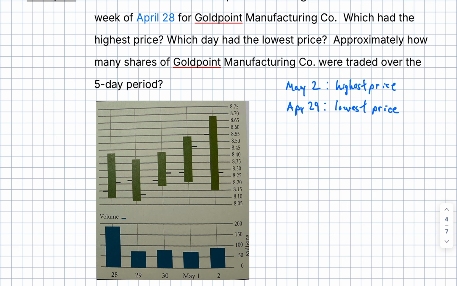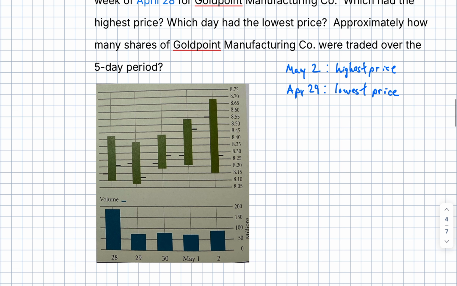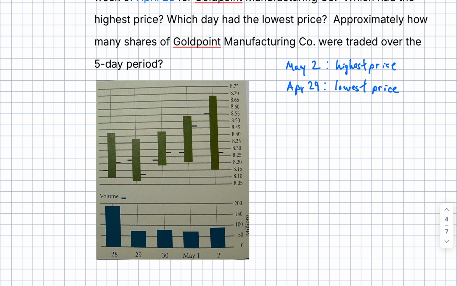And then the last question, approximately how many shares of Gold Point Manufacturing Company were traded over the 5-day period. So what we're going to do is an approximation. If you take a look at this chart for April 28th, it traded between 150 to 200. It's a little bit above the midpoint. So let's just say that it is 185 million. And then taking a look at April 29th, this is midway between 50 to 100, so we're going to say it's 75.